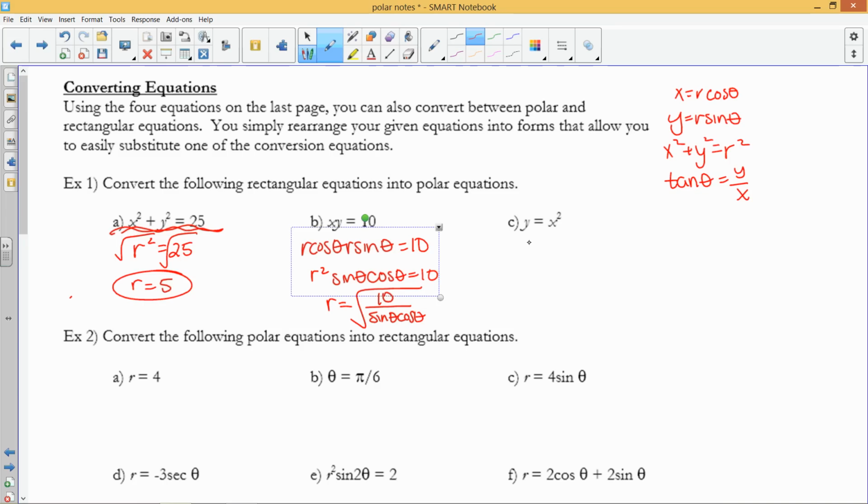And then last but not least, y equals x squared. So r sine theta equals r squared cos squared theta. You are allowed to cancel this r with one of the r's over there. And if I solve for r, I'm going to get r equals cos squared theta divided by sine theta. No, wow, I made a mistake. Pardon me, I wrote that backwards. Sine theta divided by cos squared theta.